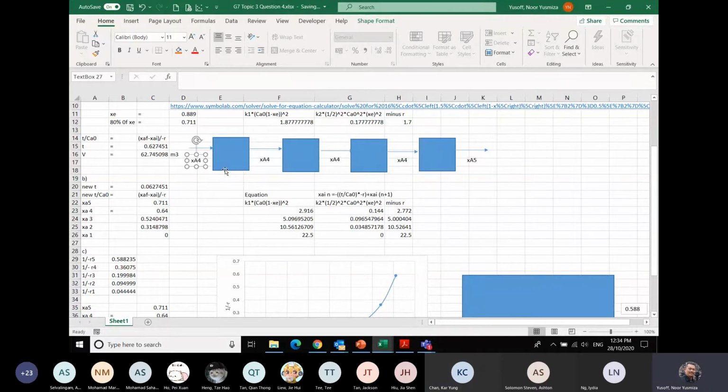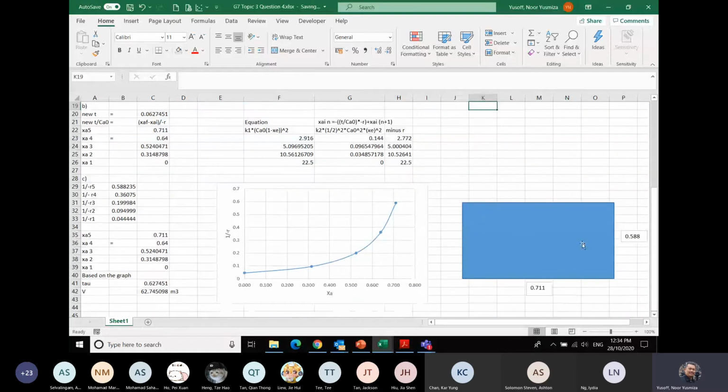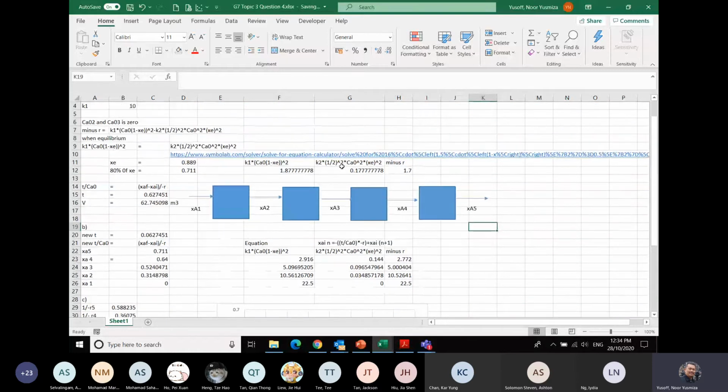And the first one is what he called XA1. This is XA2, and this is XA3. Okay, so what Kayong did, if I can just re-explain what he did just now. Initially, he calculated the tau value, which is from one big CSTR. Okay, let's say this is one big CSTR. He can find the tau value, and then from there he can determine the volume.